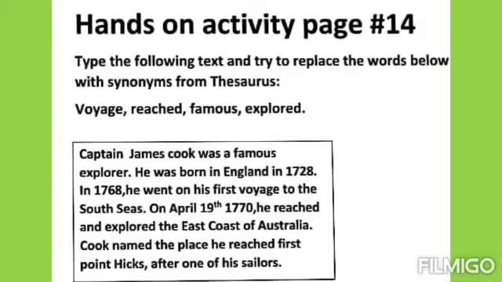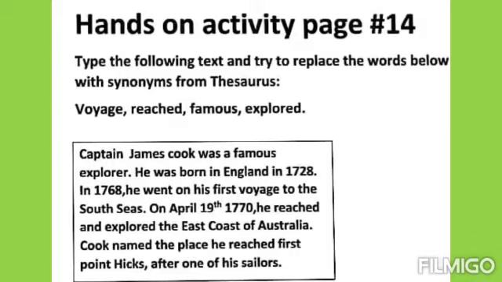Captain James Cook was a famous explorer. He was born in England in 1728. In 1768, he went to his first voyage to the South Seas. On April 19, 1770, he reached and explored the east coast of Australia. Cook named the place he reached first Point Hicks after one of his sailors.